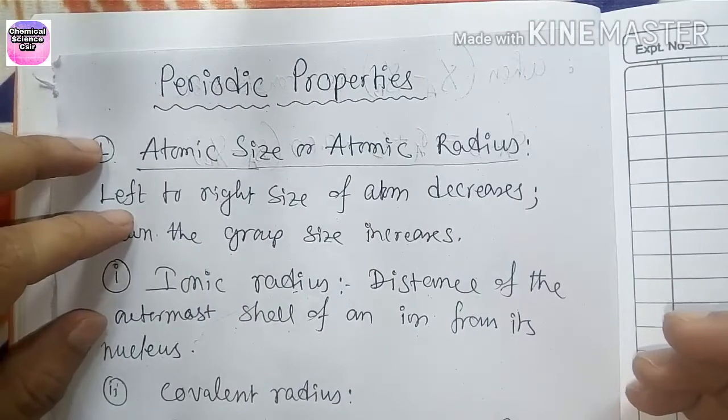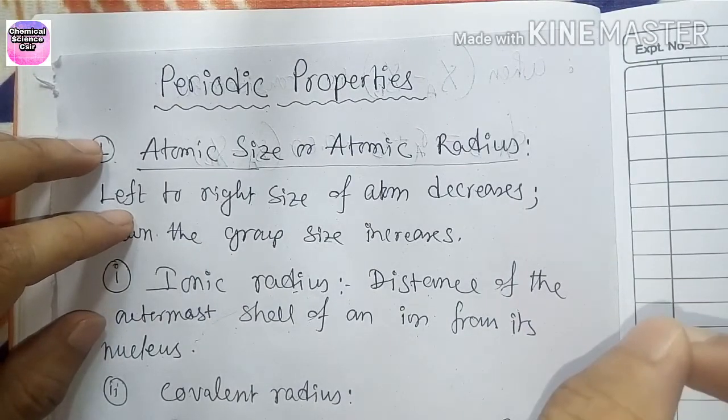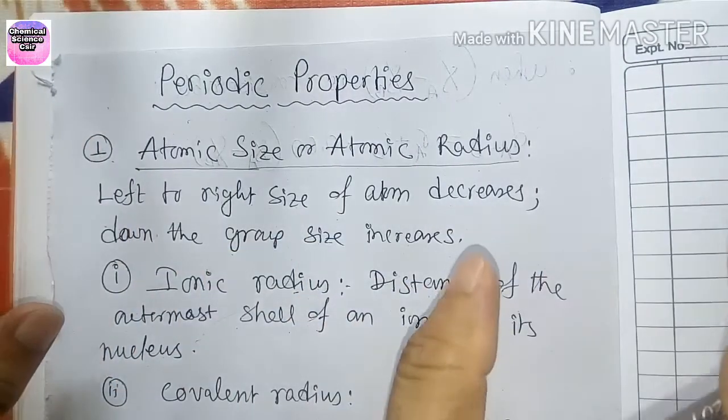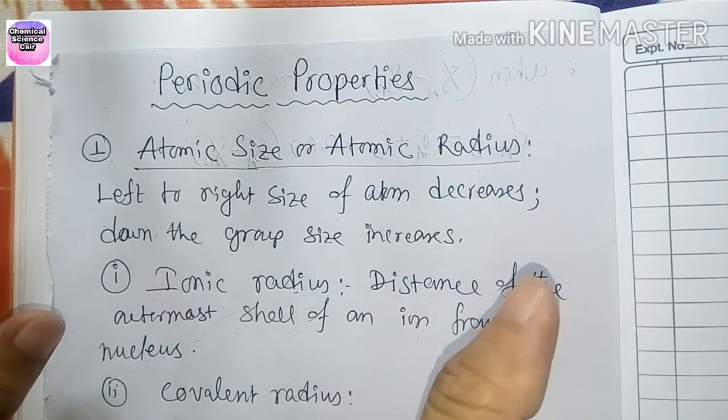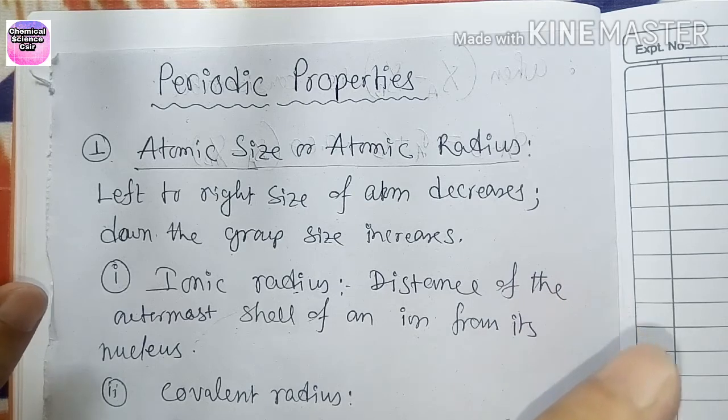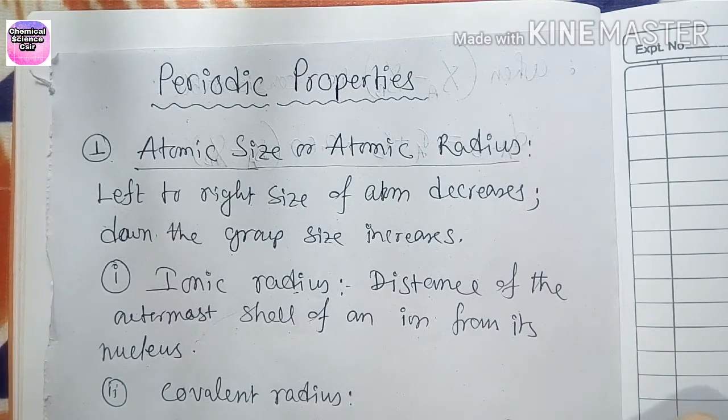In this video, I will discuss periodic properties. First of all, we have to know atomic size or atomic radius. So what do you mean by atomic size or atomic radius?